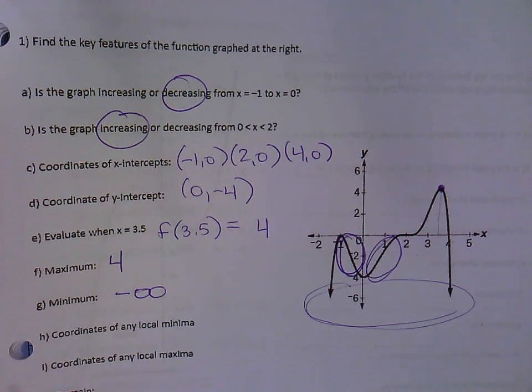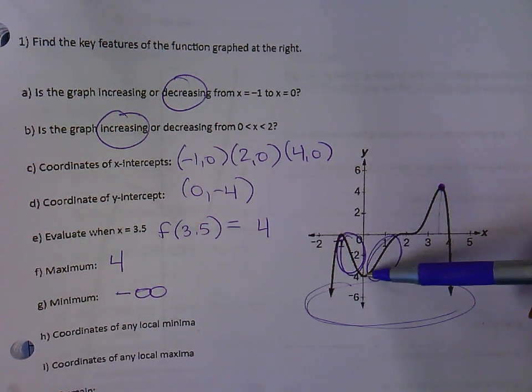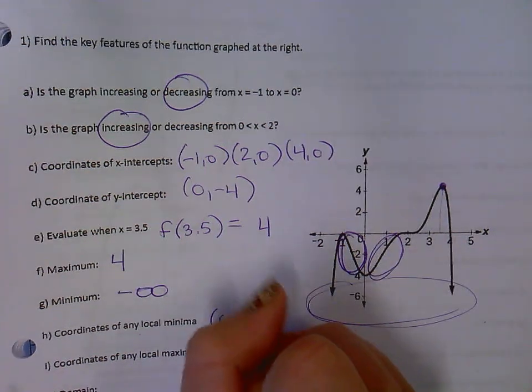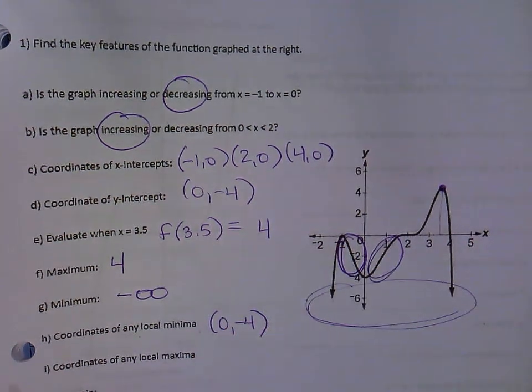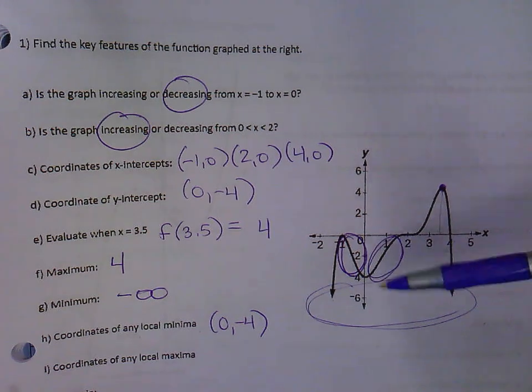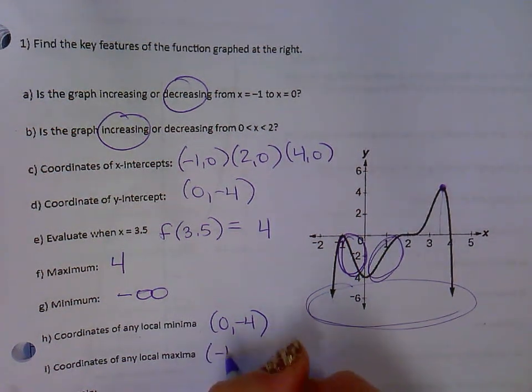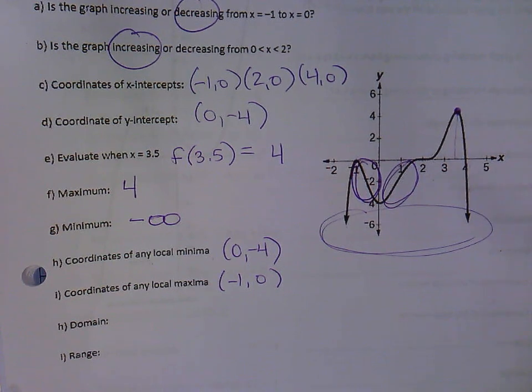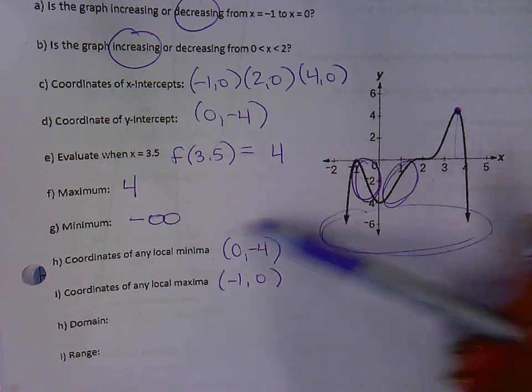So the coordinate for the local min, how would I write this? This is 0, -4 right there. Be very careful, x, y. And then local max would be at -1, 0. And I think from that eagle plotting points assignment, a lot of you are switching your x's and y's. So go back and fix that.